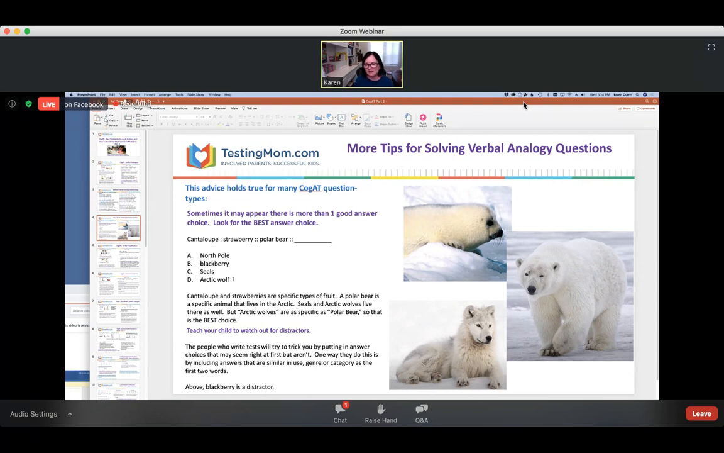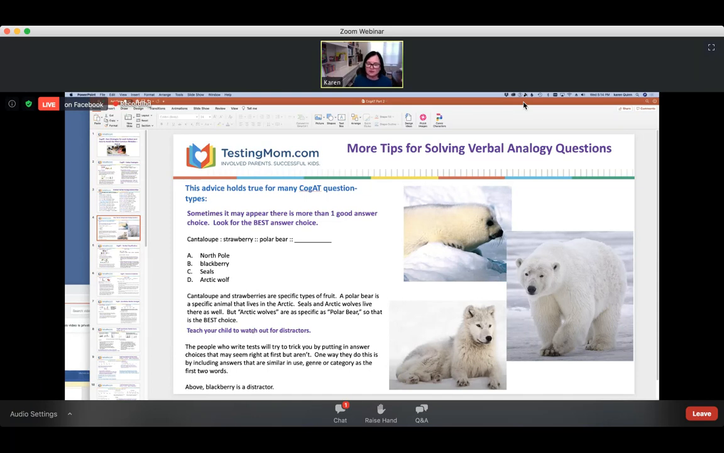And the way I would analyze this is that since they both live in the Arctic, seals are a more broad category of animals in the Arctic, but Arctic wolves are very specific. And it's as specific as a polar bear, just like cantaloupe and strawberries are very specific. So I would choose D as being the best choice. And you sometimes get into these where you're like, well, this is as good an answer as this, but they are going to be looking for the best answer. So sometimes you do have to make these judgment calls.